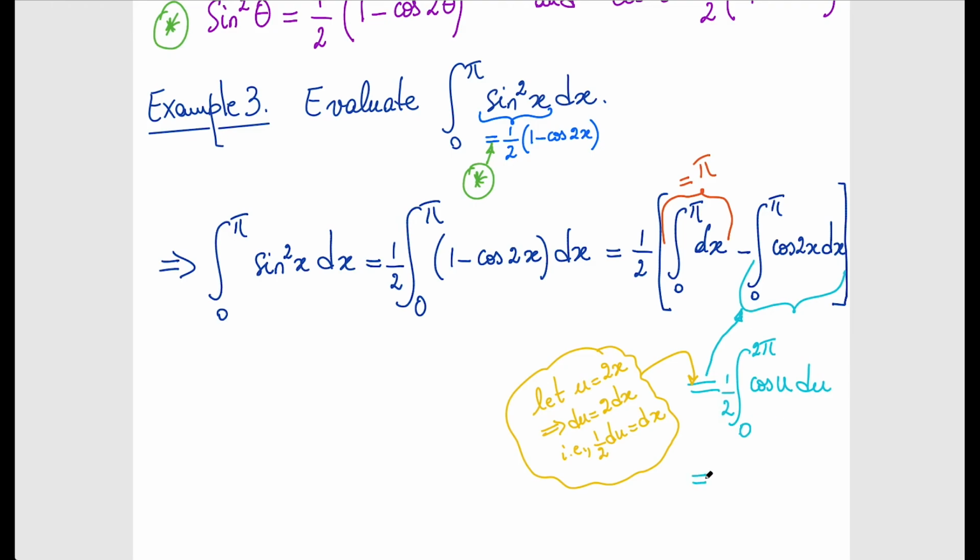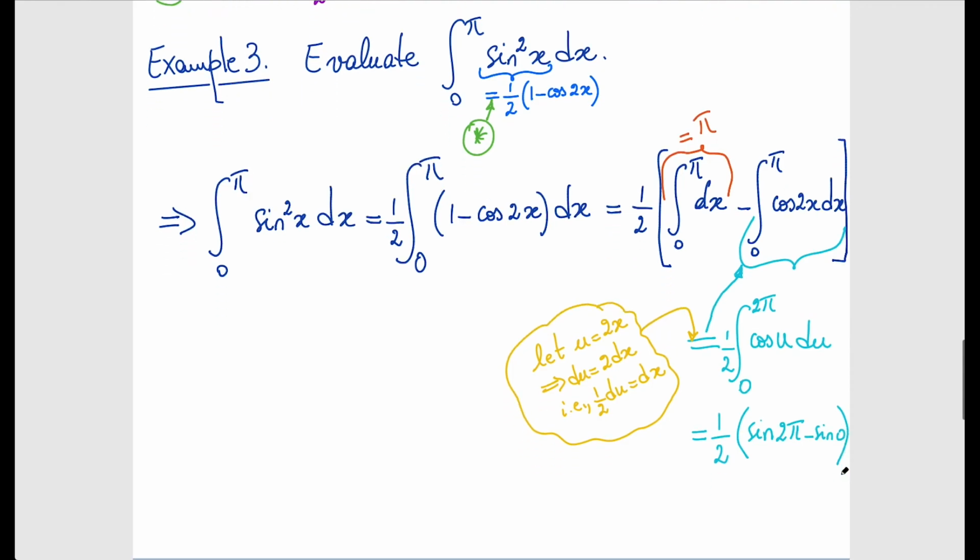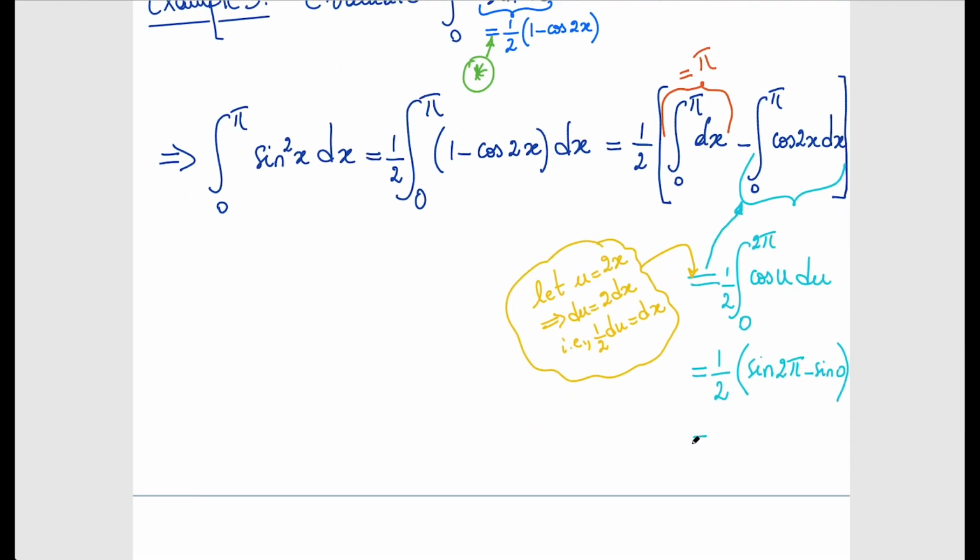Very good. And then this is what? What's the primitive of cosine of u? The primitive of cosine of u is sine of u, right? So we get sine of u, but u is now between 2 pi and 0, so sine of 2 pi minus sine of 0. Correct? Okay. And this is 0. Why? Because sine of 2 pi is 0 and sine of 0 is 0, so this whole thing is 0. Make sense? Okay.